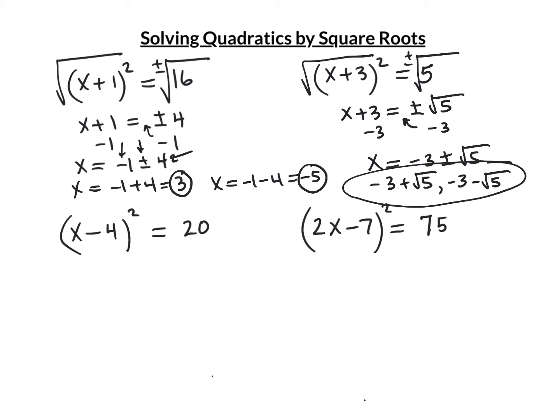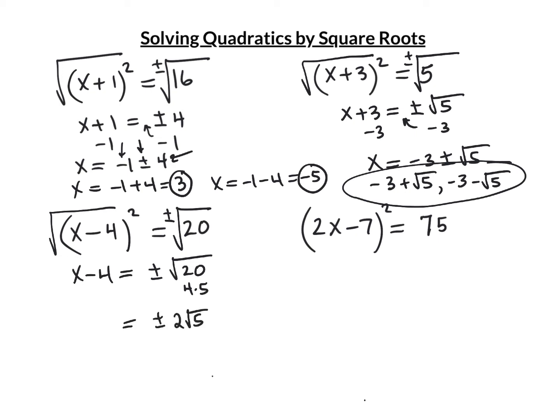Take a look at the next example. I'll take the square root of both sides to eliminate the square, put a plus or minus. X minus 4 equals plus or minus the square root of 20. The square root of 20 is the square root of 4 times 5. That can be simplified. The square root of 4 is 2, so this is plus or minus 2 root 5. I'll add 4 to both sides, and we'll pop that 4 in front. X will equal 4 plus or minus 2 root 5.